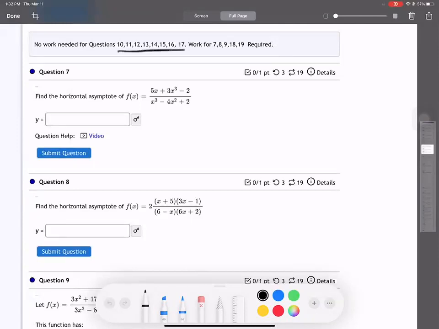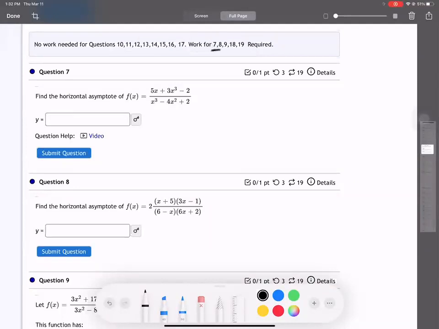Looking here, if you notice, I wrote "no work" and "work." I'll include this on your test also, to make sure you know which problems you need to show work on. If you don't show work, I'm just not going to give you credit. Okay, shots fired. So make sure you do pay attention here. All right, so 7 is a problem where we need to show work.